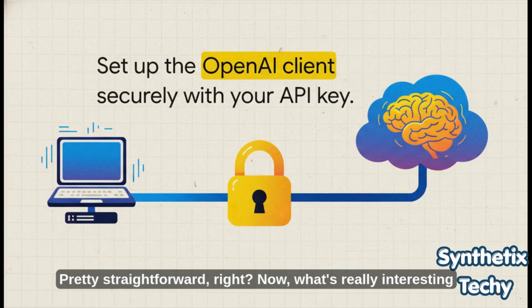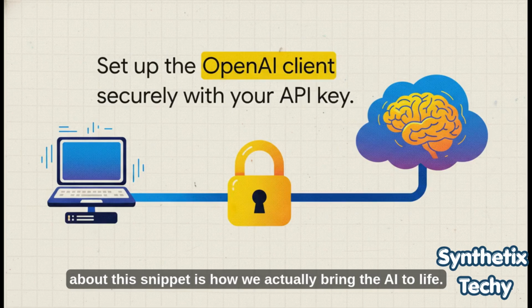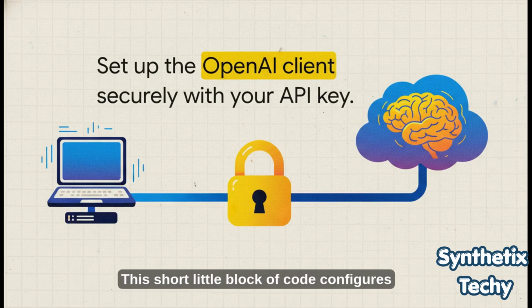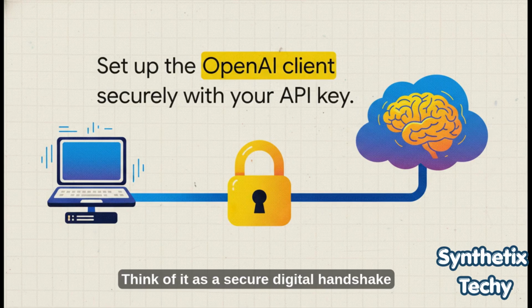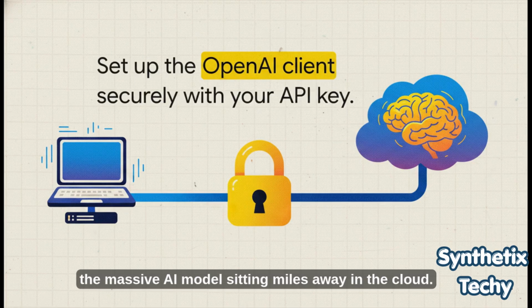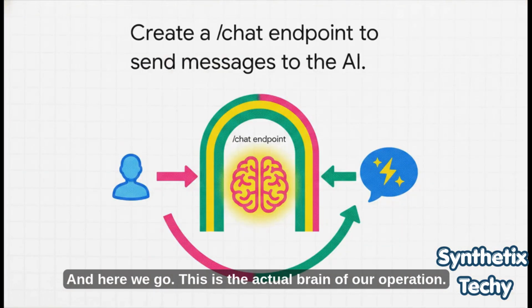Now, what's really interesting about this snippet is how we actually bring the AI to life. This short little block of code configures our client to securely talk to OpenAI. It reaches out, grabs our secret API key, and essentially authenticates us. Think of it as a secure digital handshake between your local laptop server and the massive AI model sitting miles away in the cloud.